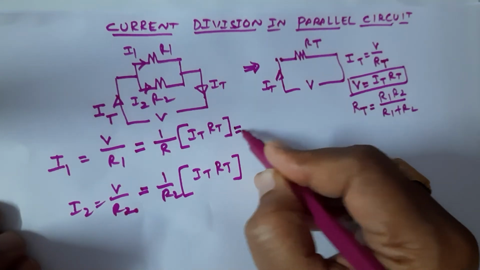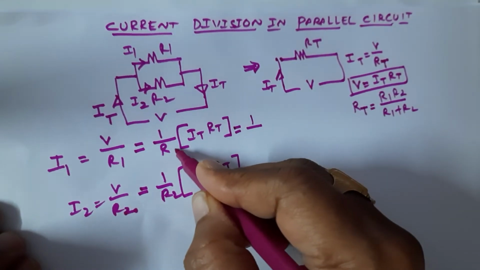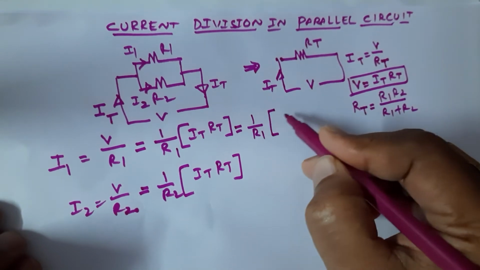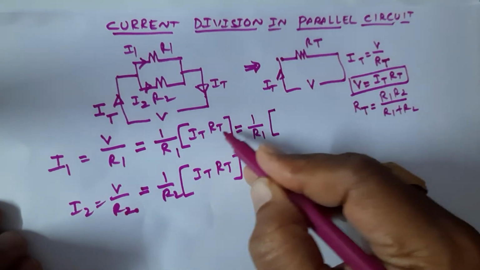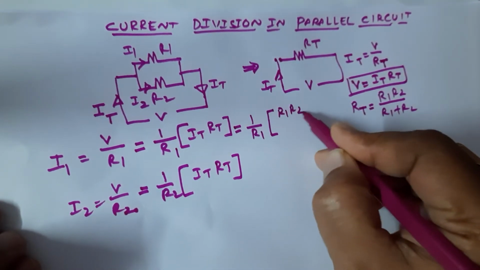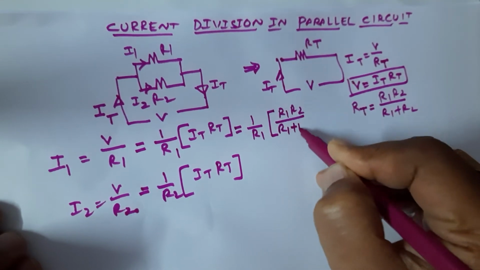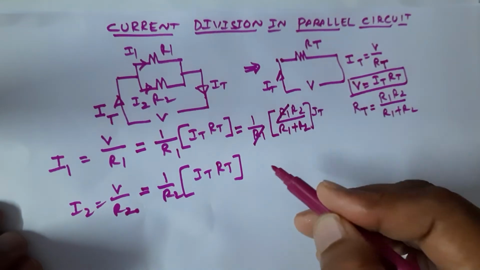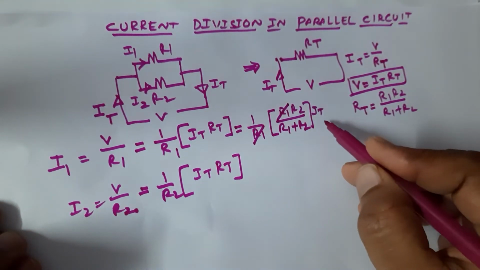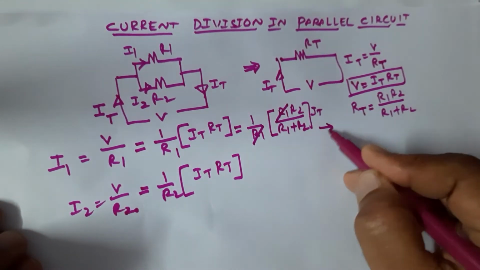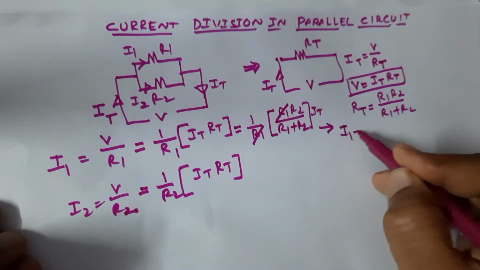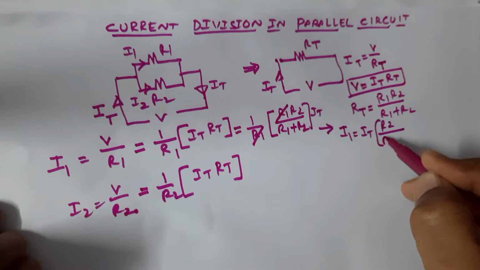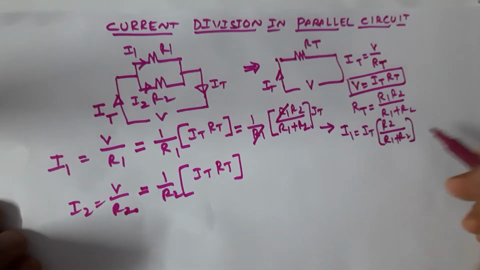So if you substitute the value here, that is 1 by R1 multiplied by, what is the value of R total here? R1 R2 by R1 plus R2 multiplied by I total. Therefore, the value is given by I1 as I1 equal to I total multiplied by second resistance by sum of two resistances.